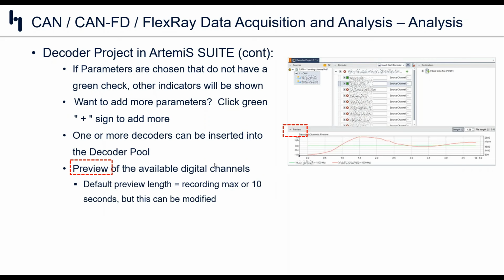One or more decoders can be inserted into the decoder pool. Let's say one's at a high speed rate, and one's at a medium or slow speed rate. You can use more than one DBC file.